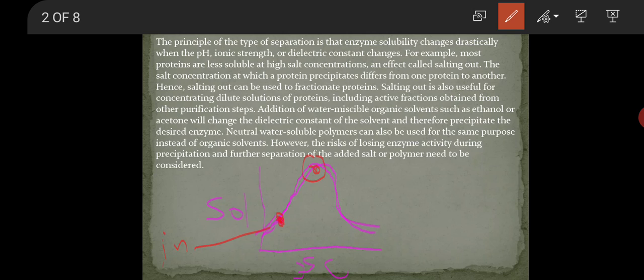Solubility increases up to a single point, and that single point is this. And once it reaches a certain point, solubility drops down, like this, which is known as the salting out. Salting in and salting out means salts are separated and proteins interact with each other, as we saw, and they form the bunch.